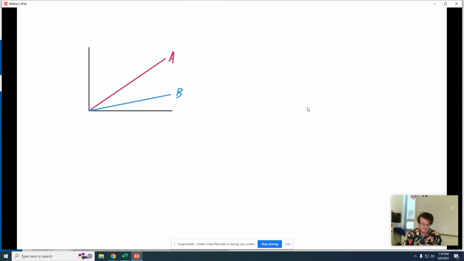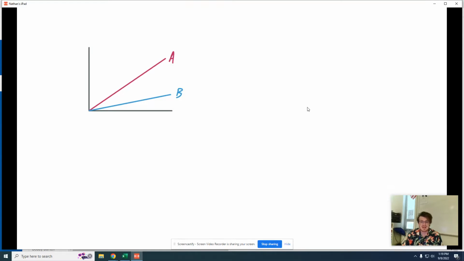Today we're gonna be looking at our data from the mass versus volume lab and hopefully draw some conclusions from it and figure out exactly why we did that lab and why it's important. So what I've sketched here is just a quick example of what your graph might look like by the time you finish up this lab.